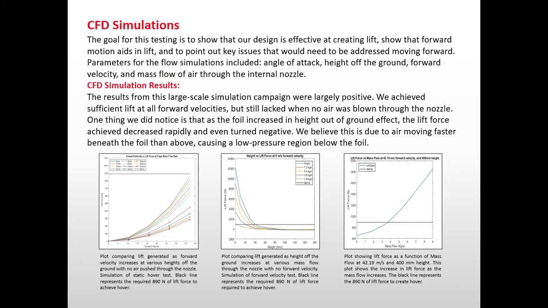For heights below about 30 millimeters, the simulations show great lift forces, more than sufficient to create hover. But as we increase in height out of ground effect, the lift decreases below the required 890 newtons and even goes negative. The plot on the right picks one single flow condition of 42.19 meters per second forward velocity and 400 millimeters of height and shows how increasing the mass flow through the nozzle increases lift. The plot on the left shows how increased forward velocity increases lift with no mass flow through the nozzle.